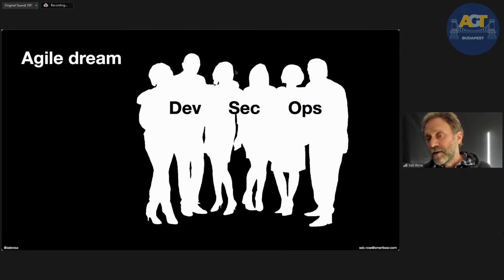So again, the Agile dream would be to have one team with development experience and expertise, security expertise, and operational expertise. This is an even bigger ask than just having dev and ops in a single team. We still don't want to grow the team to be more than 9 people if we can help it. And now we're asking for among these 9 people to have all of these expertises represented.